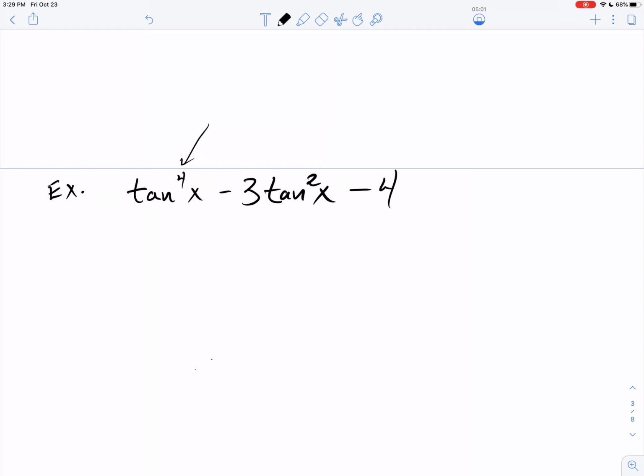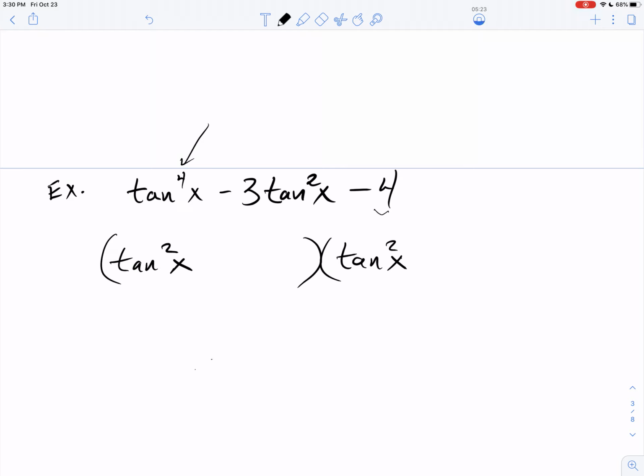We have done this. It's just been a long, long time ago. See, I know if I did tangent squared x times itself, I would get tangent fourth x. I would. Don't let the problem intimidate you.